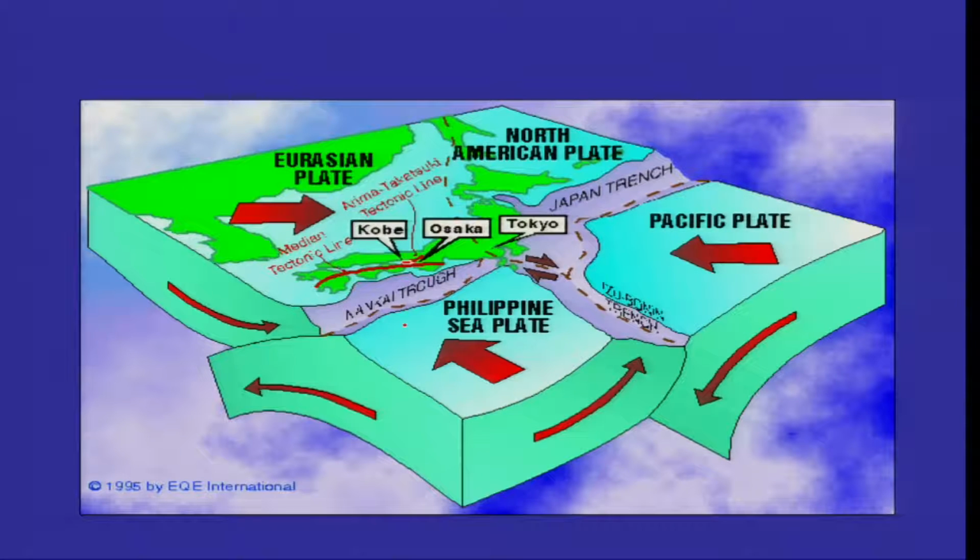Now, in a broader sense, if we look at Japan, the Japanese islands are the result of the ongoing subduction between the Eurasian plate, the Philippine plate, the Pacific plate, and the American plate. So this is the broader configuration of the tectonic setting of Japan.